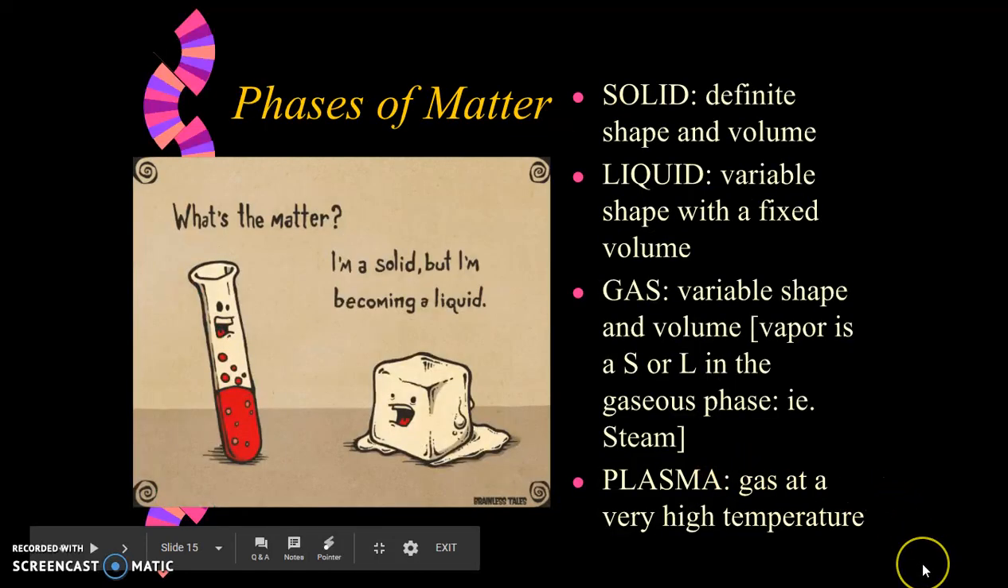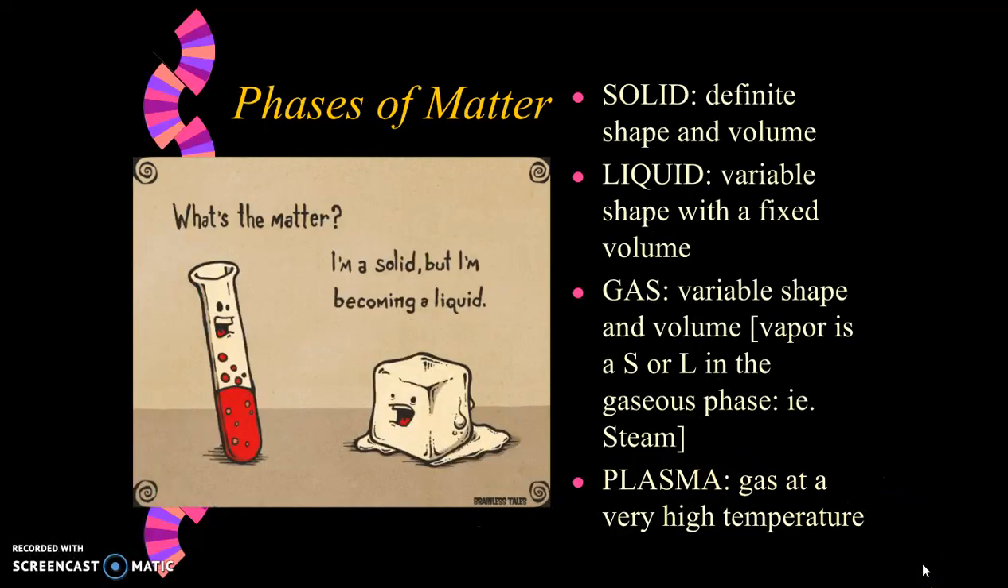Okay, so phases of matter. The first one we're going to talk about is a solid. Definite shape, definite volume. You can look at it and it has a definite shape. If I put it in a container, it's not going to take the shape of that container, and I can't compress it down. It's got a definite volume. It's not going to be expanding or compressing down very easily. They will expand slightly when heated, but not enough to really be able to notice it.